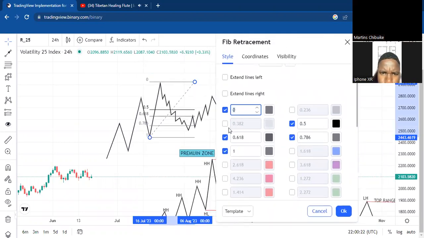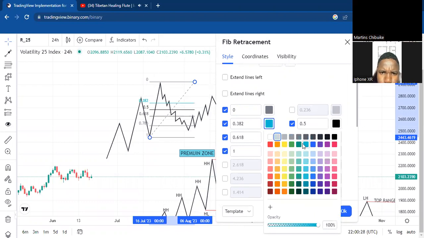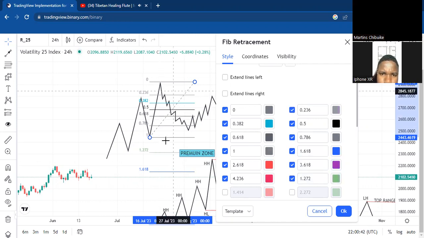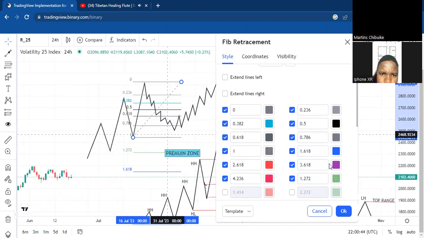This is my Fibonacci. If I mark this angle now, see something has appeared here. Your own will not be like this. Your own may be too big. So this is my fib setting, so that you will not go and see something now. This is how your own may look like.